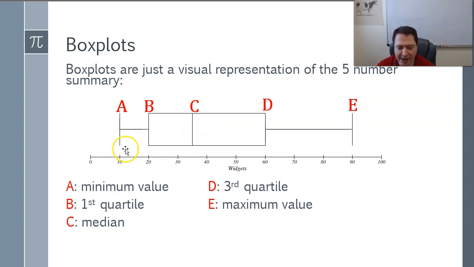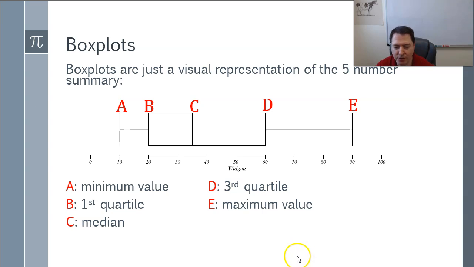So as I look here, I can see the minimum value's about 10, right, because I've got this number line below it. Our first quartile is 20. Our median, or second quartile, is about 34. The third quartile is 60. And the maximum value in this data set is 90. Okay, so these are very easy to read.